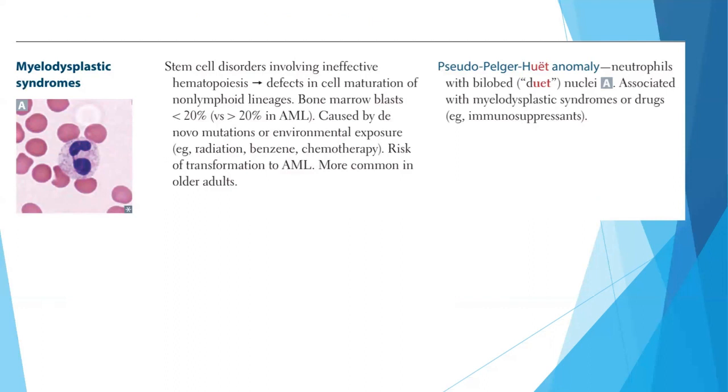Now let's review something from First Aid about the myelodysplastic syndromes. So these are stem cell disorders involving ineffective hematopoiesis, defects in the cell maturation of non-lymphoid lineages. So the bone marrow blast is less than 20%, whereas it is more than 20% in case of AML, and it is caused by de novo mutations or environmental exposure like radiation, benzene, or chemotherapy. There is a risk of transformation to AML in myelodysplastic syndrome, and MDS is more common in older adults. One thing you need to know about is the pseudo-Pelger-Huet anomaly, where the neutrophils have bilobed nuclei, and it is associated with myelodysplastic syndromes and drugs like immunosuppressants.